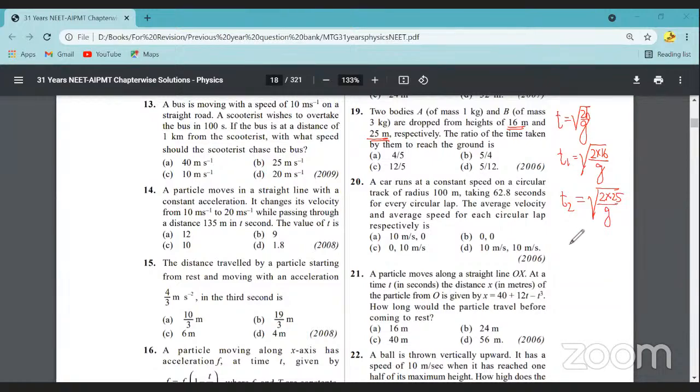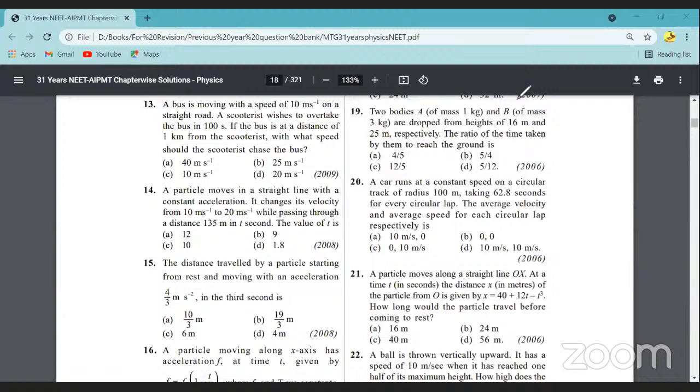Then take the ratio t1 by t2. The 2 by g will cancel, leaving root over 16 by 25. So this will be 4 by 5. Option A. Is this clear, everyone? Yes, sir.